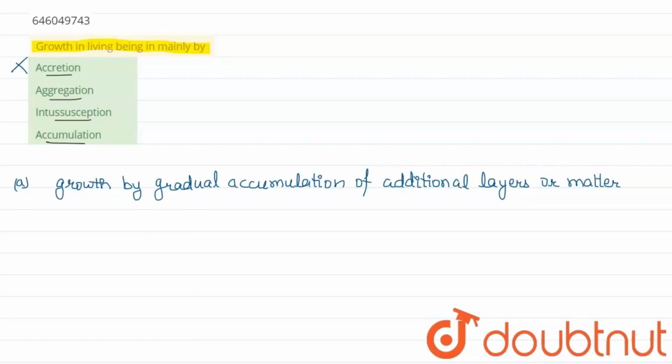Coming to the second option, we have aggregation. So aggregation is the formation of a number of things into a cluster. It is the formation of a number of things into a cluster.